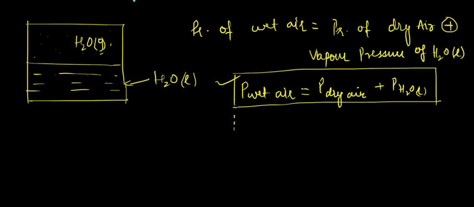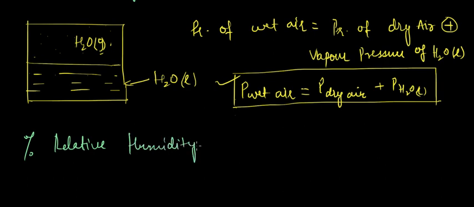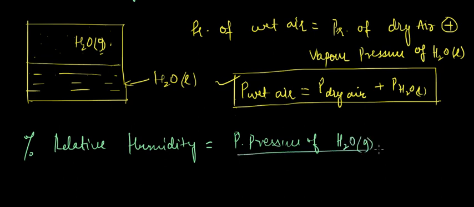Okay, and we have also discussed the concept of relative humidity. So we know that relative humidity is nothing but partial pressure of H2O(g) divided by vapor pressure of H2O(l), and multiplied by 100 will give you the percentage.